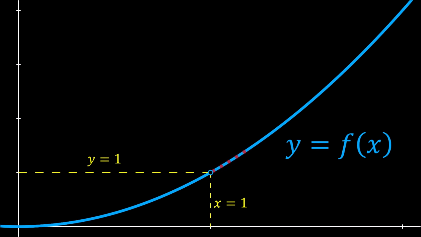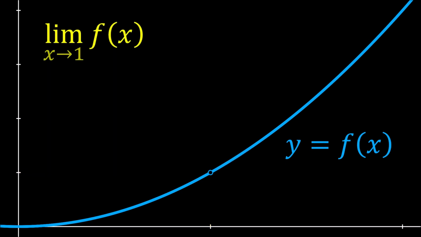We can translate this idea into math through what's called a limit. Namely, we can take the limit of f of x as x approaches 1. To take this limit, we do the same analysis as before. If we let x approach 1 from both sides, we can visually see that the function is just approaching y equals 1. Thus, our limit value is just going to be 1.